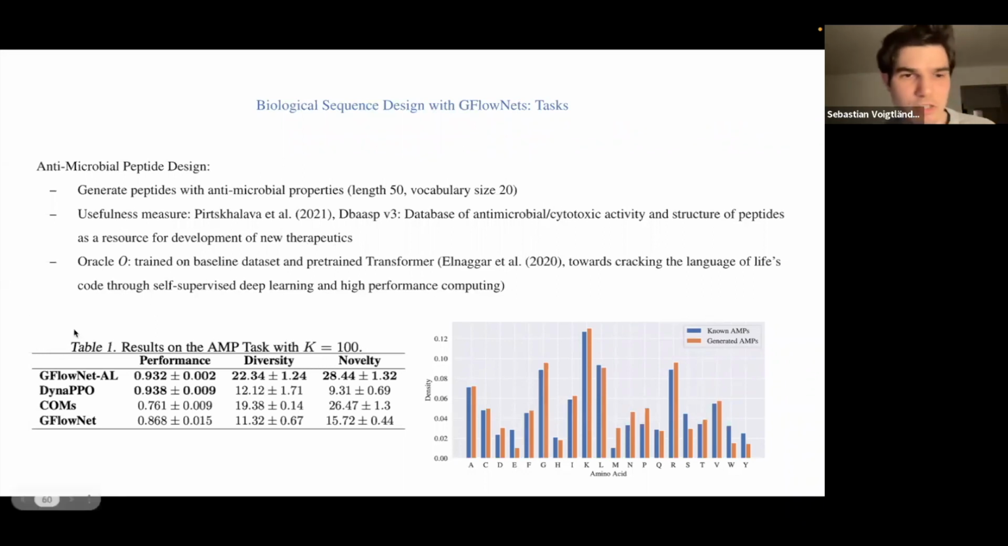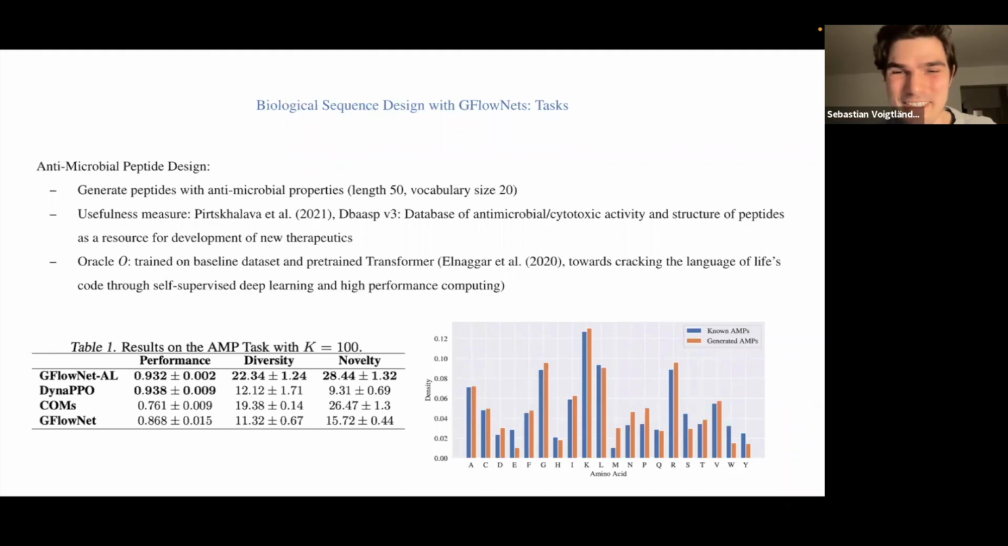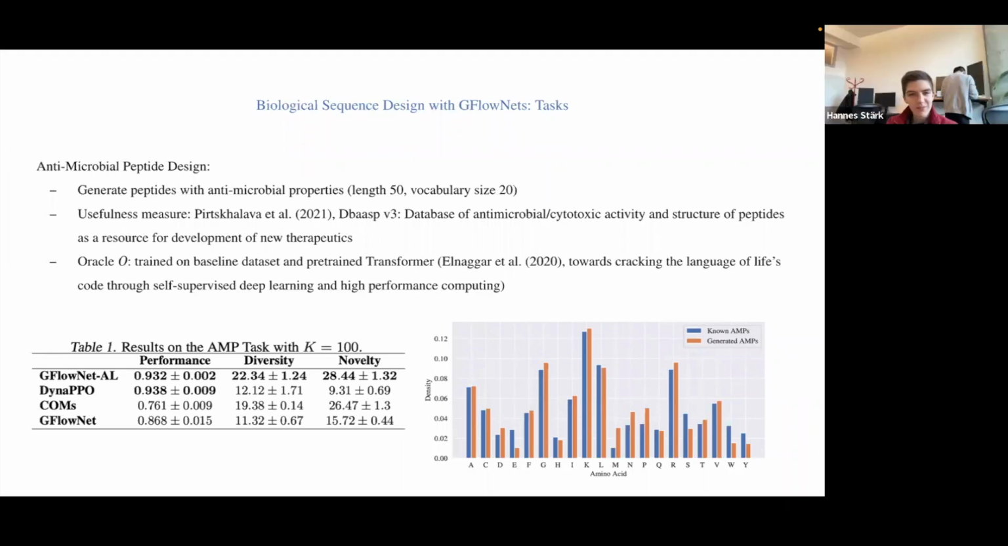I'm trying to rush through this a little bit because I know I'm running out of time. Why do you have to leave? No, I thought this was for an hour always. No, we have as much time as you want. Okay, cool.